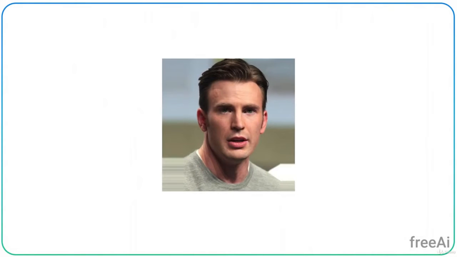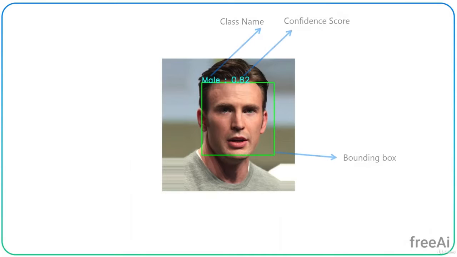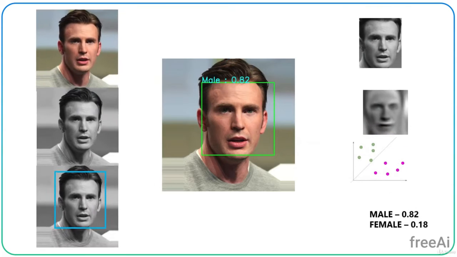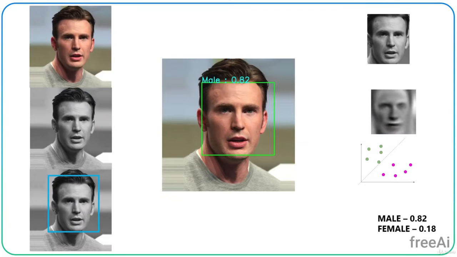First of all, let's say we have an image like this. For gender classification, the expected output is something like this, which has a bounding box. On top of that, we have the description of the class and confidence score. But in order to achieve this, in the backend, there are several steps to make this happen.